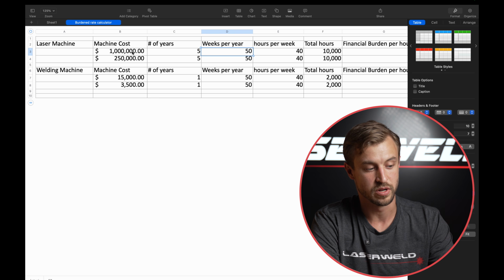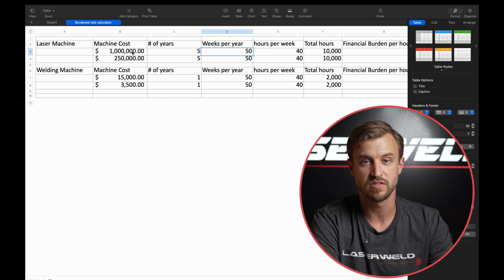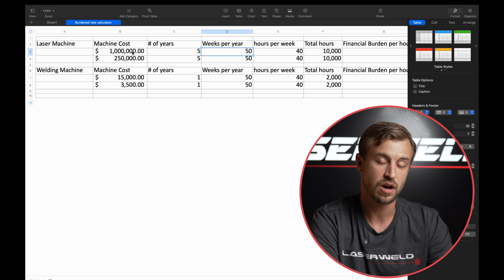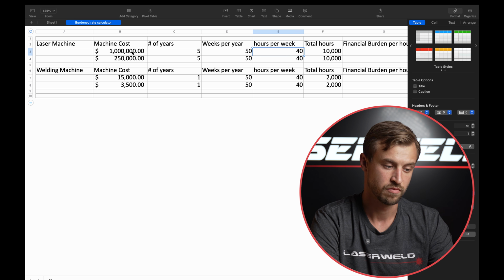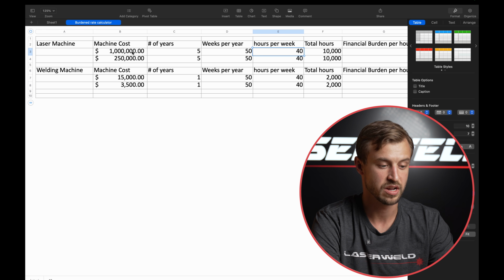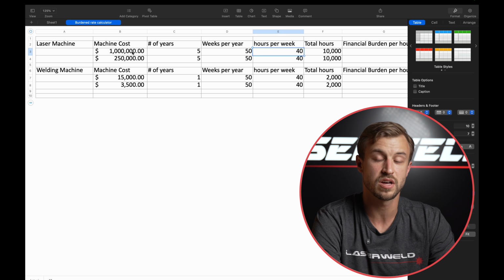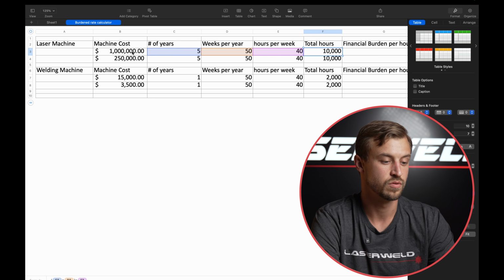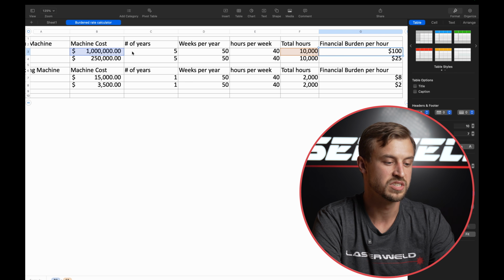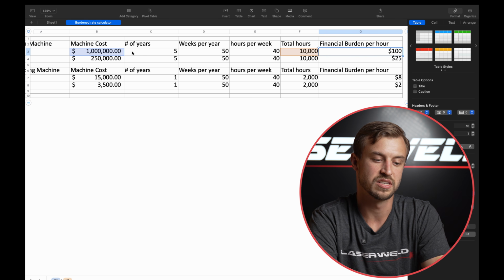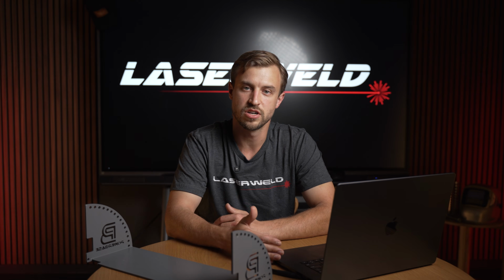Now we have to go into work weeks. So normally you have 50 work weeks in a year. You can calculate 52, but then that gives you no holidays. So let's calculate 50. If we do a standard 40-hour week, it comes out to 2,000 hours a year. So in 5 years, at 50 weeks a year, 40 hours a week, that's 10,000 hours. So once we have that 10,000, we take $1 million divided by 10,000. That gives us $100 an hour. That $100 is just to pay for the machine.